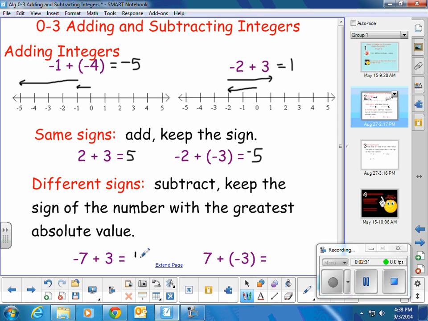Down here, with -7 plus 3, they're different signs, so you're going to subtract or find the difference between those two numbers, and you're going to keep the sign of the one that has the greatest absolute value. Or if you ignore the sign, you want the larger number. So 7 is bigger than 3 and it's negative, so my answer is negative. In the last example, 7 plus -3, you have different signs again, so you're going to subtract 7, take away 3, which is 4. This time, our larger number is positive, so our answer is +4.